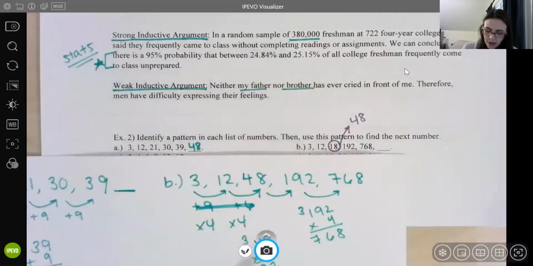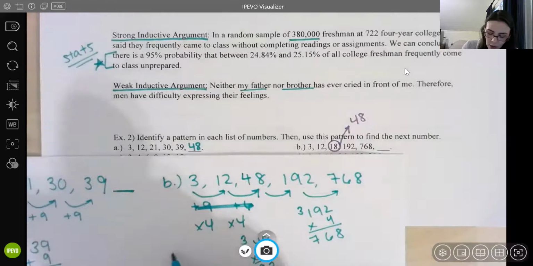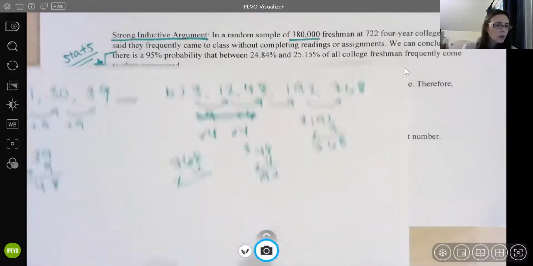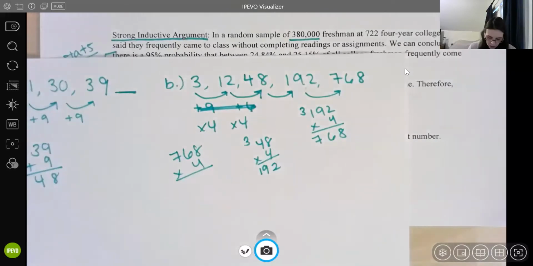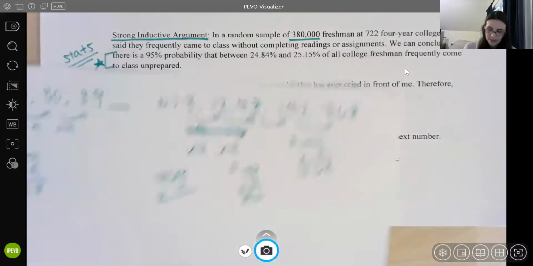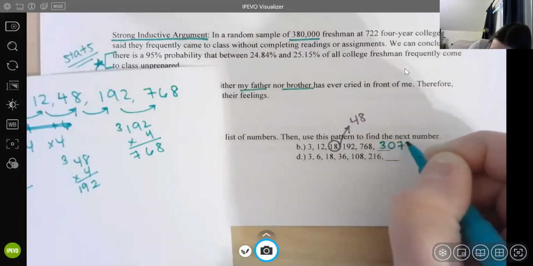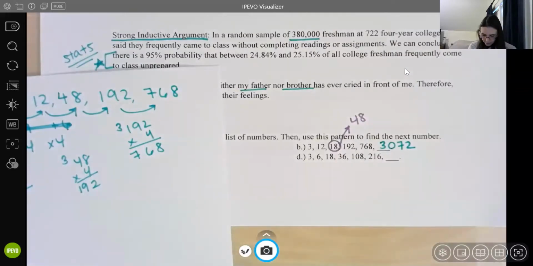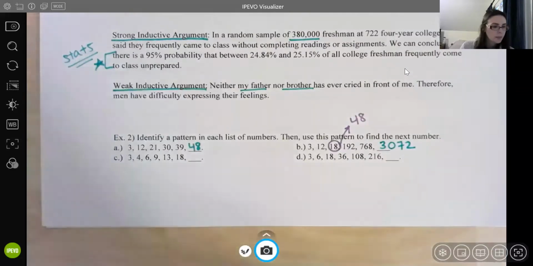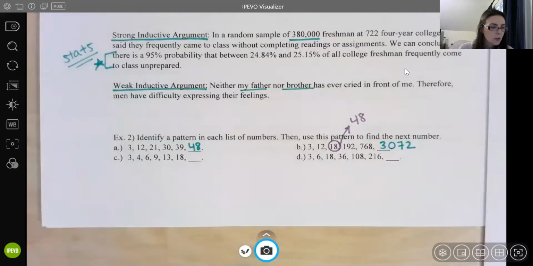So this ×4 pattern seems to work. So I'm going to take that 768 and I'm going to multiply it by 4. Now, you can use calculators in this class, so I'm going to cheat and go ahead and get my answer as well. And we should get 3,072. So there are the first two patterns.